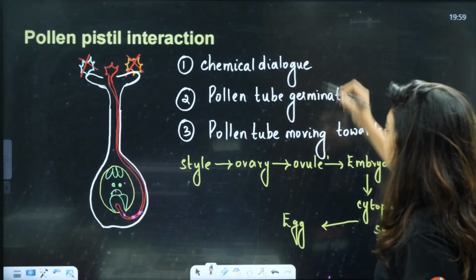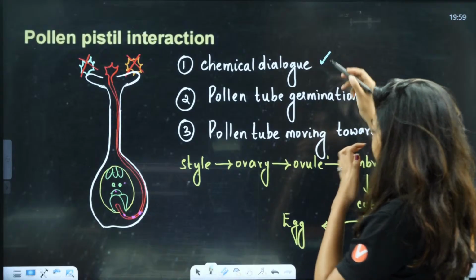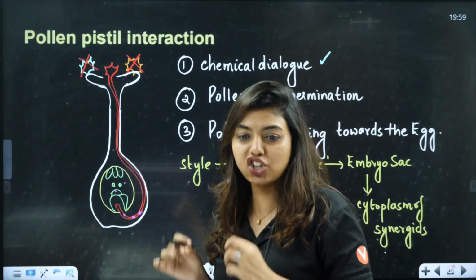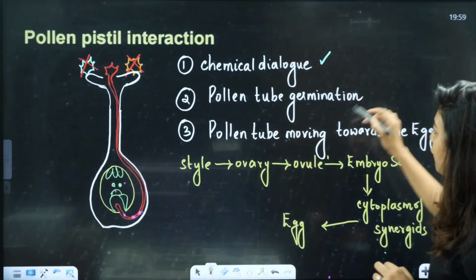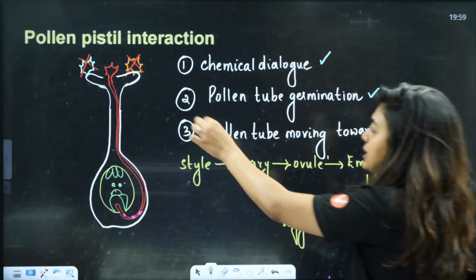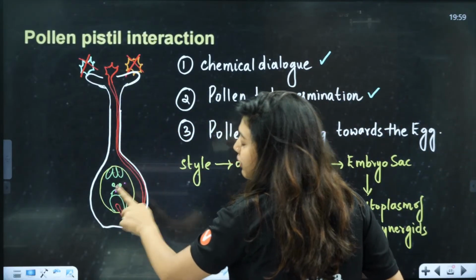First is the exchange of chemical dialogues. The stigma is going to release a chemical for the pollen grains to start their germination. Then you have pollen tube germination, with the pollen tube moving towards the egg. As you can see, these two pollen got rejected. This pollen continued to move all the way towards the egg.